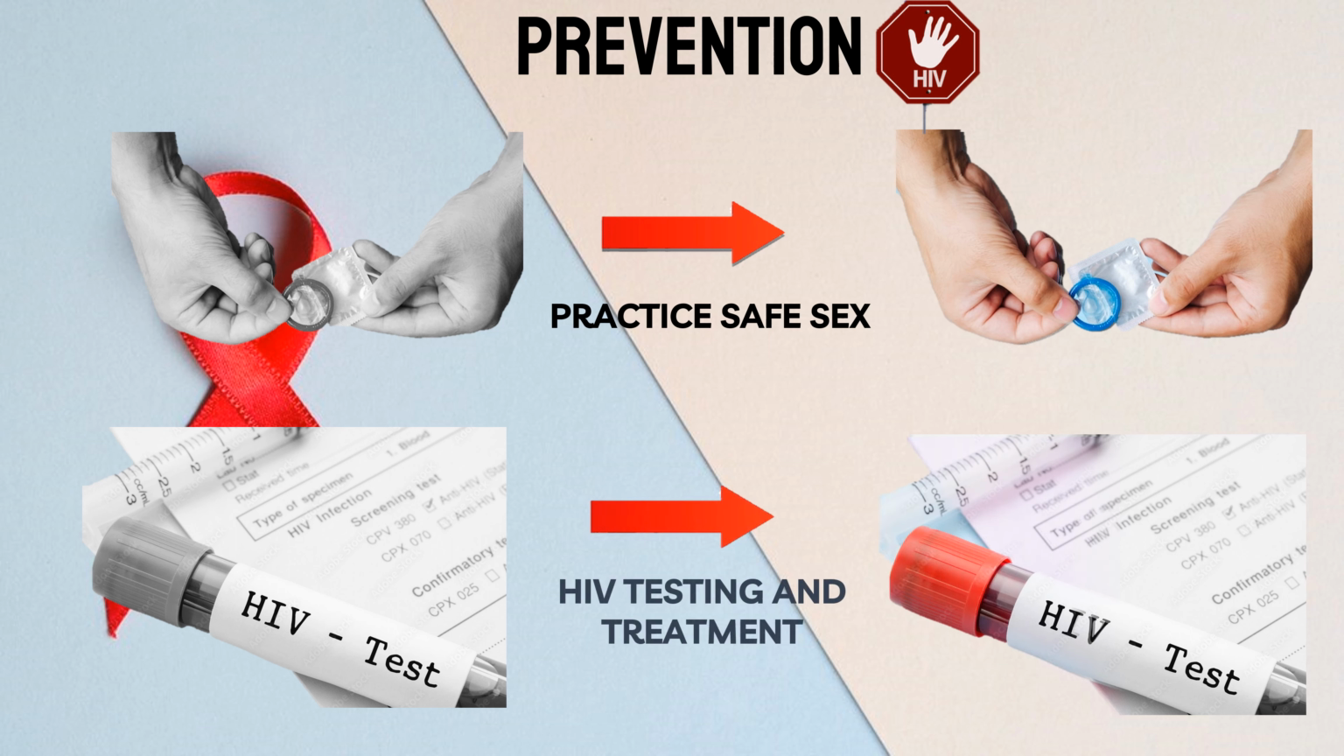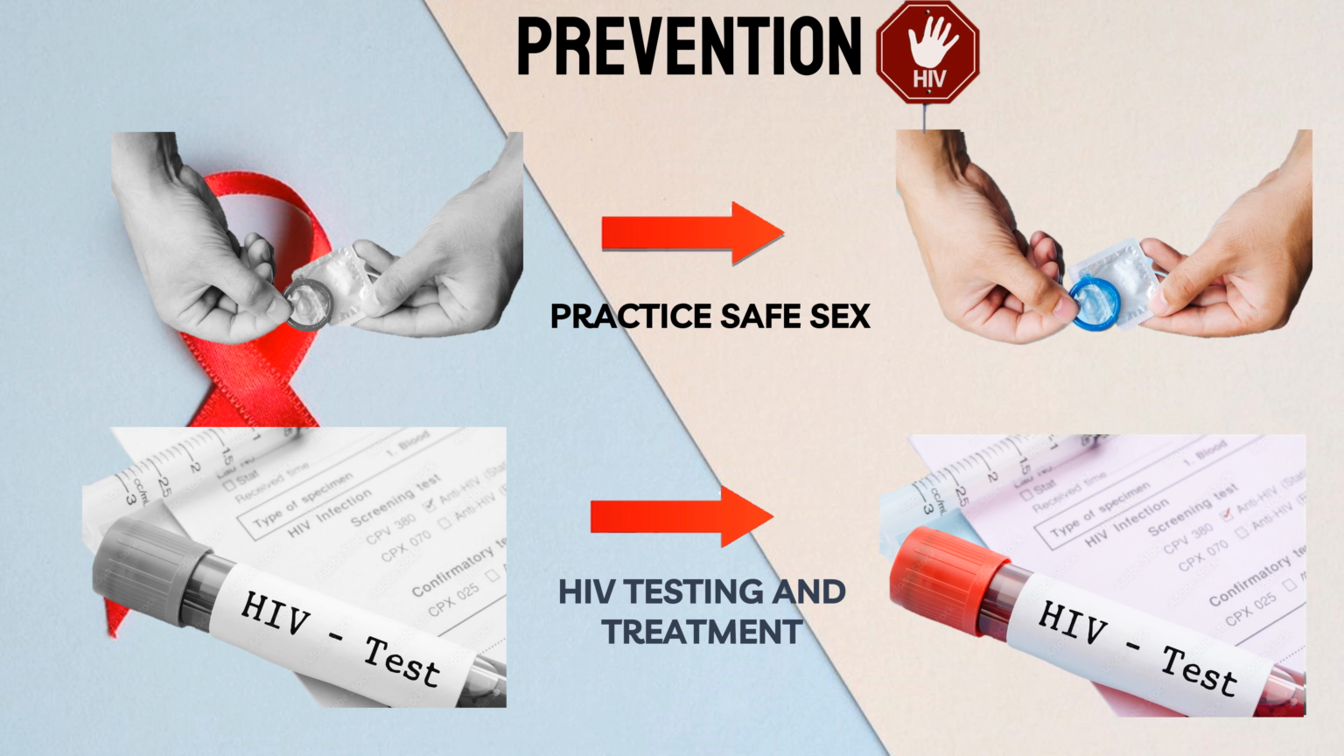Second is HIV testing and treatment. Regular HIV testing is essential for early detection. Knowing one's HIV status allows individuals to seek appropriate care and take necessary precautions to protect themselves and their partners. Third would be needle and syringe programs. Intravenous drug use is another route of HIV transmission. Providing clean needles and syringes through harm reduction programs can help reduce the risk of infection among people who inject drugs.